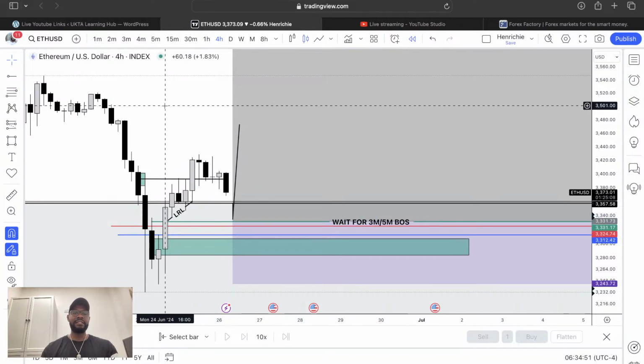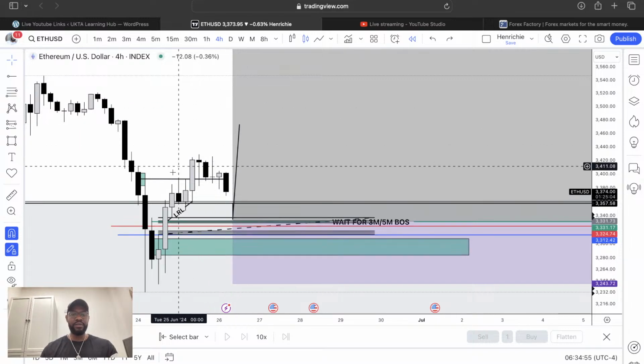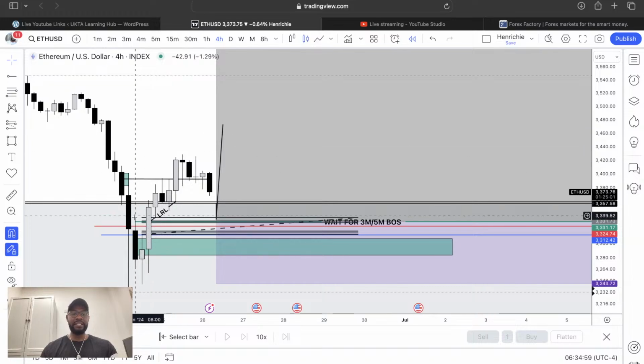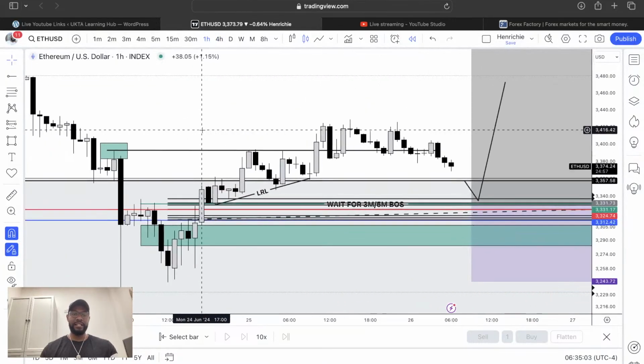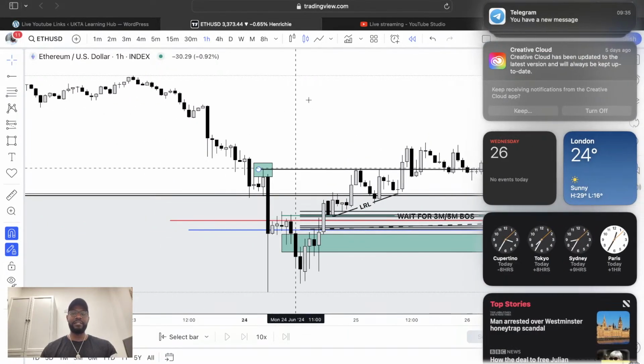So I removed that. But now, because I'm expecting 50% of the inefficiencies to be mitigated, I'm not going to place my entry at the 50%. I'll place it at least above that 50%. Now, I'm still going to show you things resting above the 50% as well.